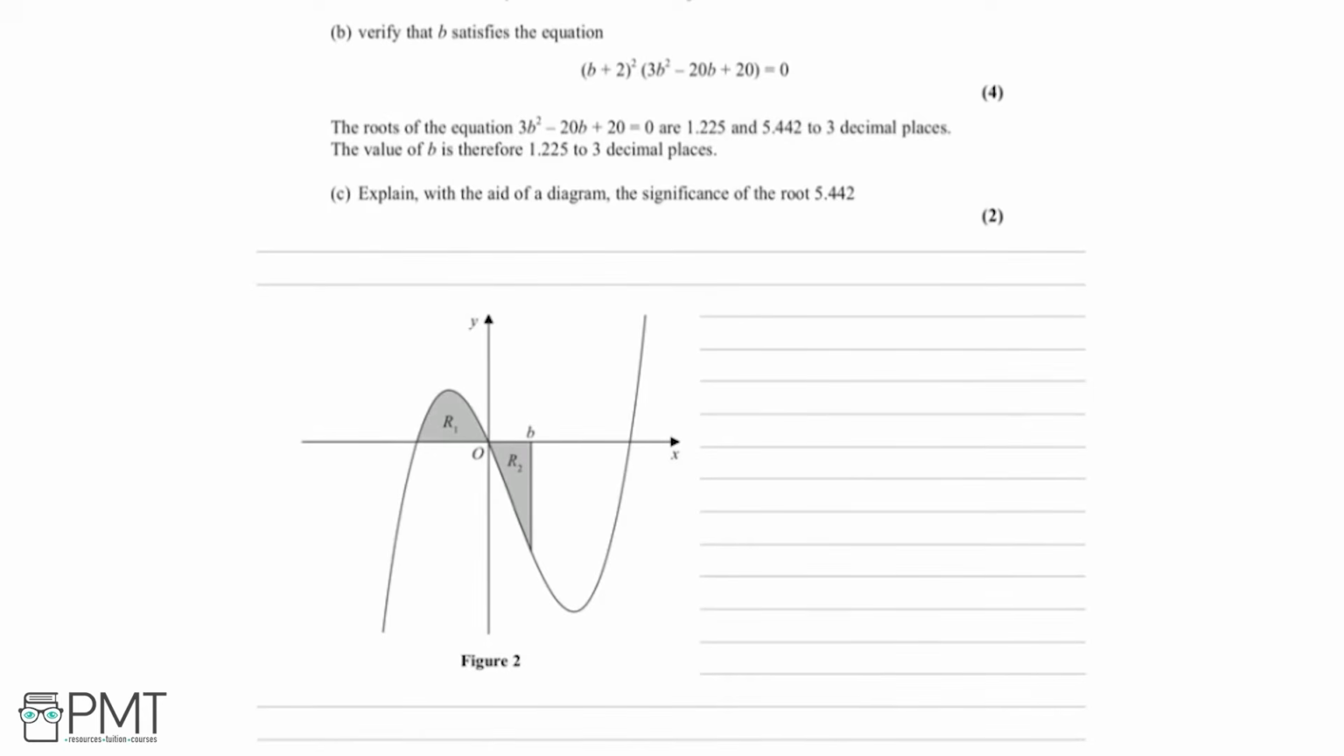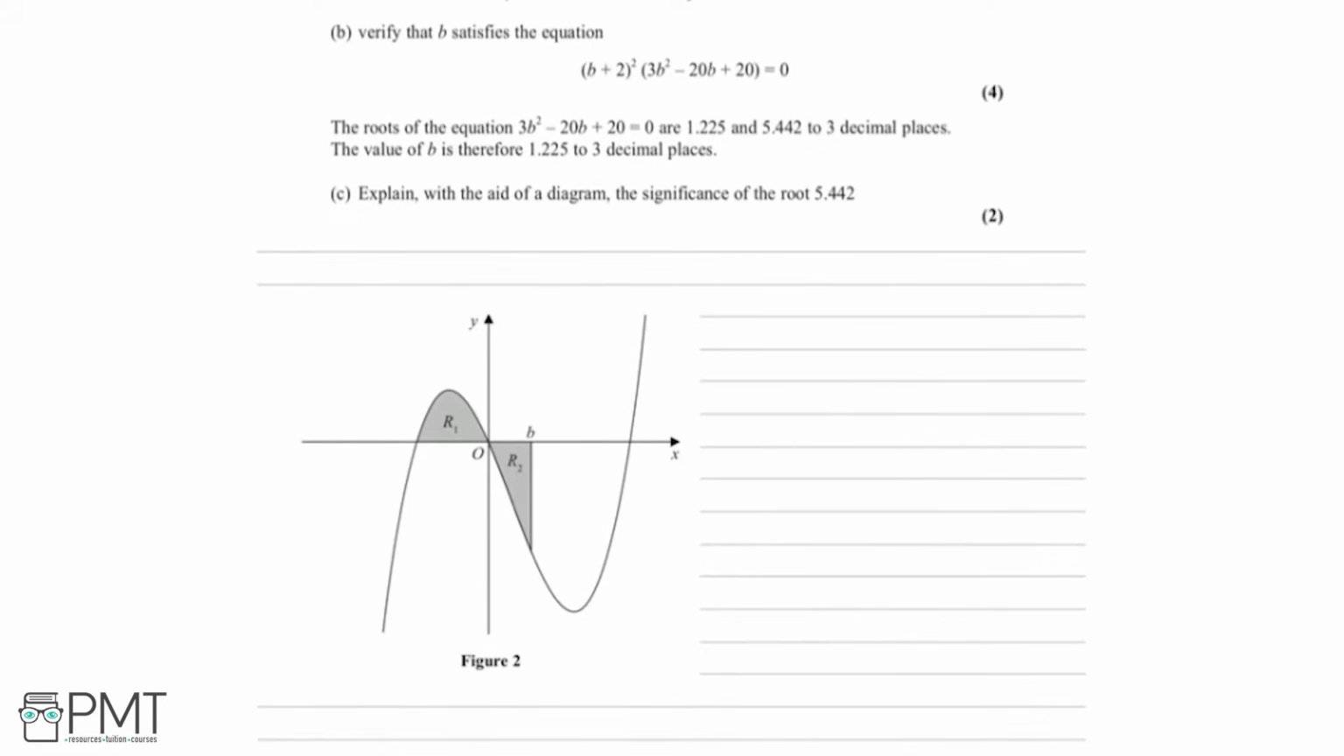So the roots of the equation 3b squared minus 20b plus 20 equals 0 are 1.225 and 5.442 to 3 decimal places. The value of b is therefore 1.225. And in part C, it says we need to explain with the aid of a diagram the significance of the root 5.442. And this is for 2 marks.